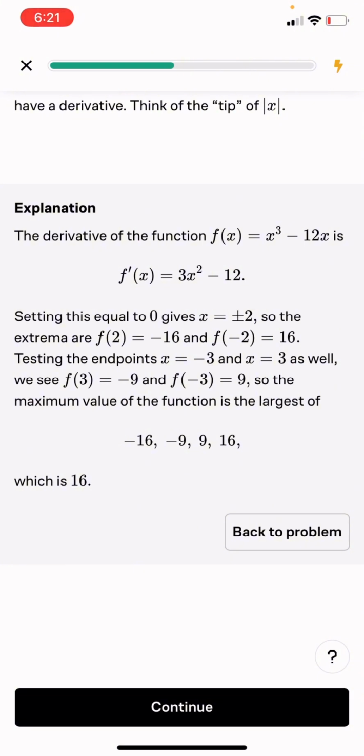Setting this to 0 gives x equals plus or minus 2, so f of 2 equals negative 16, and f of negative 2 equals 16. Testing the endpoints x equals negative 3 and x equals 3 as well, we see f of 3 equals negative 9, f of negative 3 equals 9. So the maximum value of the function is the largest of negative 16, negative 9, 9, and 16, which is 16.